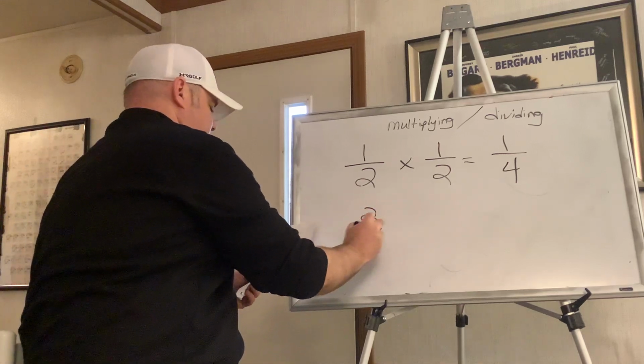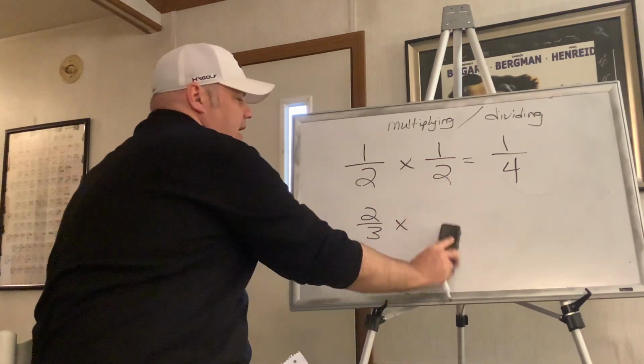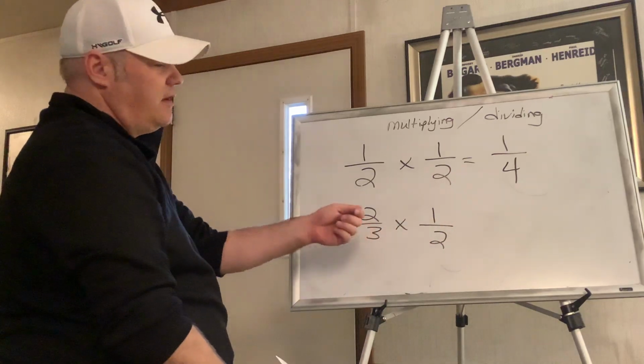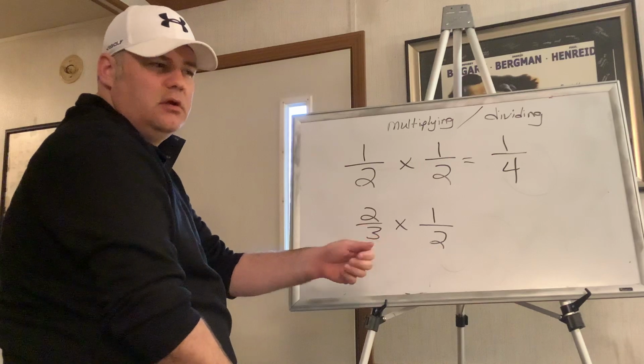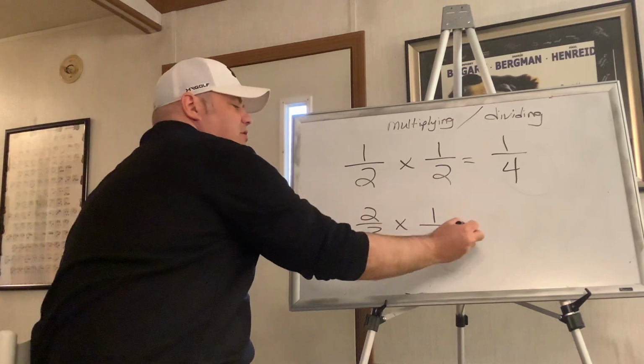2/3 times a half. Okay, let's say the bottoms are different, but it doesn't matter with multiplication. That's what's nice. So think about this. If you have 2/3 of a cup and you're going to half it, you should be left with 1/3. When you take 2/3 and you cut it in half, you should have 1/3. So let's see if that comes out true.